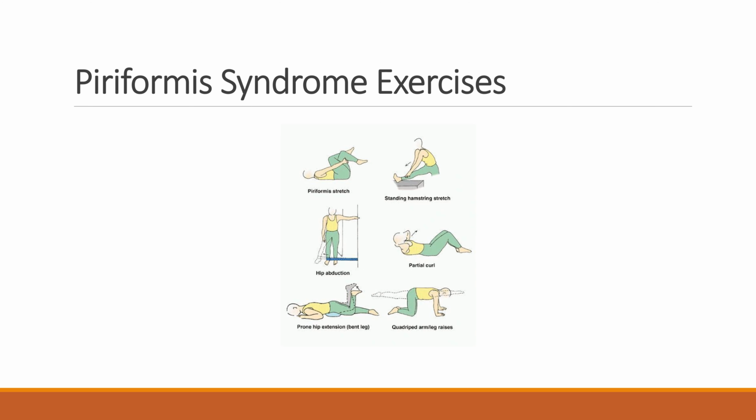Some exercises that a patient can perform. First one will be the piriformis stretch. Second one is the standing hamstring stretch. Third one is the hip abduction. Fourth one is the partial curl. Fifth one is the prone hip extension. And sixth one is the quadruped arm or leg raise.